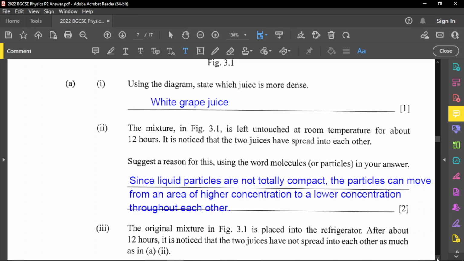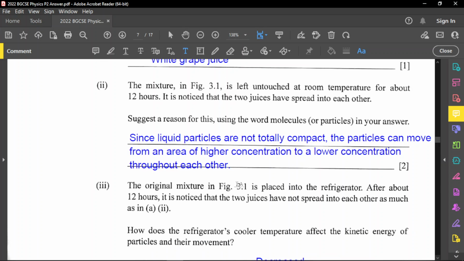And here it says, suggest a reason for this using the word molecules or particles in your answer. So just for me to answer this, since liquid particles are not totally compact, I will start out to give you the situation of liquids. Because liquid particles are not totally compact, the particles can move from an area of higher concentration to a lower concentration throughout each other. If there were two solids, because of how compact the particles are, then diffusion couldn't take place.